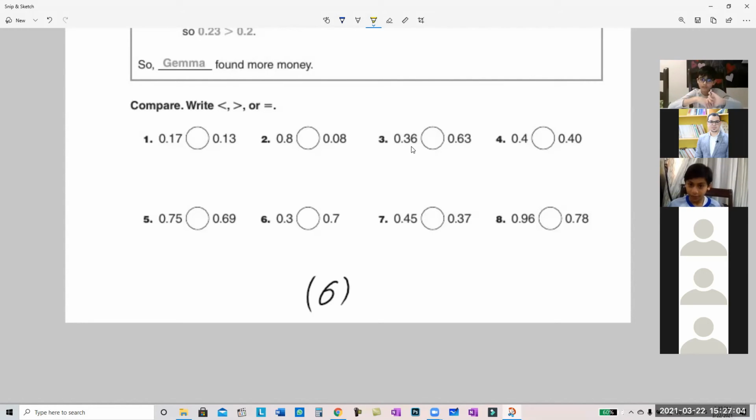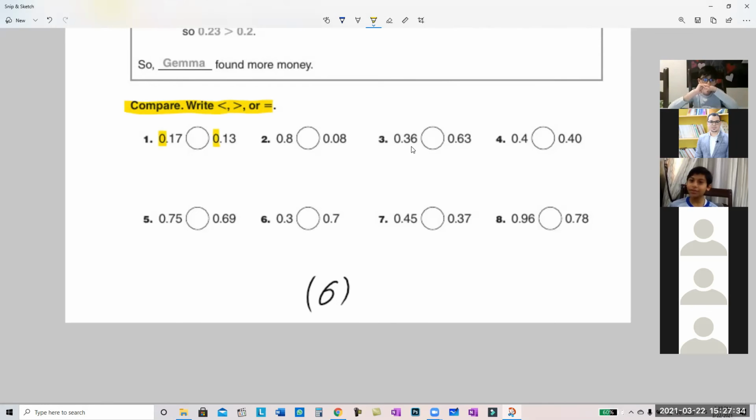Let me do the first two examples for you. Now we have here to compare by writing less than, greater than, or equal. Now you have to compare the whole numbers. The whole number here is 0, the number which comes before the decimal point. So here we have 0 and 0. Okay, they are equal, right?